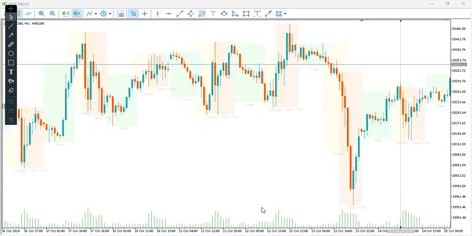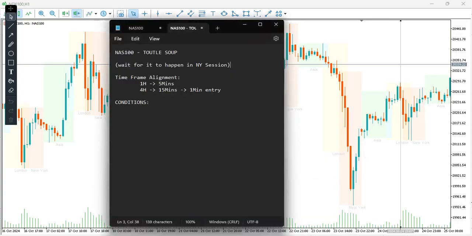I'm going to be sharing with you a quick strategy for NASDAQ. You can apply it on other related pairs too. I suggest S&P 500, which is related to NASDAQ. So we are working with turtle soup, and then you have to wait for it to happen. The time frame alignment is 1 hour to 5 minutes.